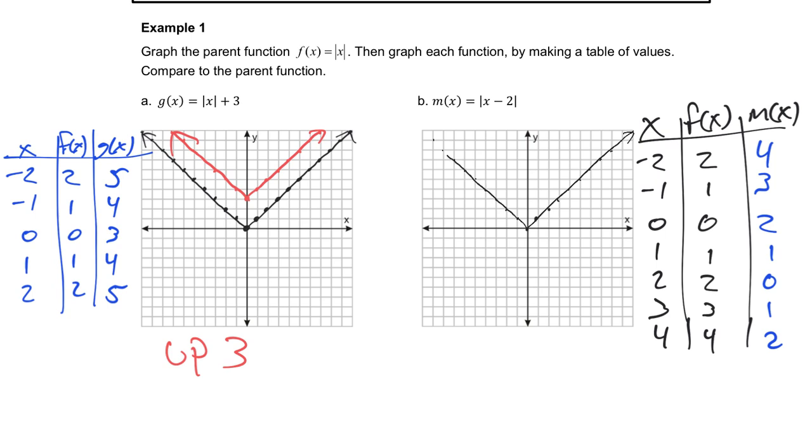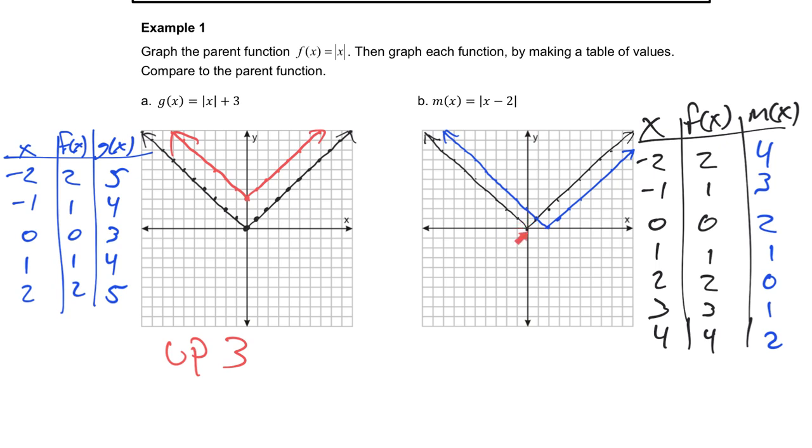And connect these. Apologize, I don't have a ruler while I'm using my iPad here. And then I'm going to graph the new function. You can go ahead and do the same thing. Plot those ordered pairs. Now, when you plot these, it's almost going to look like you shifted everything up 2.